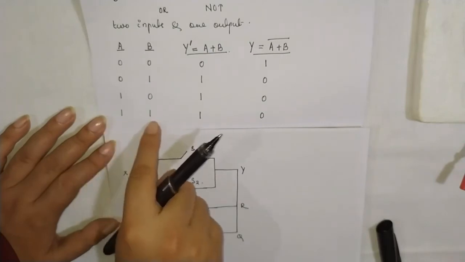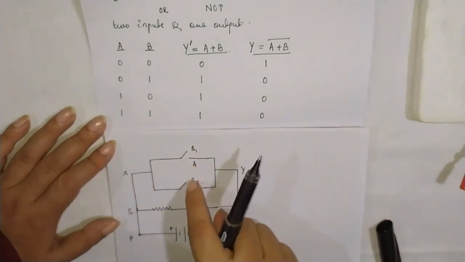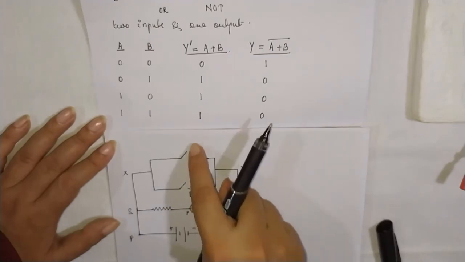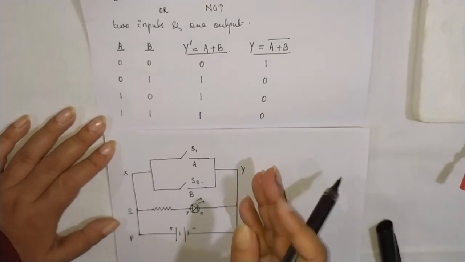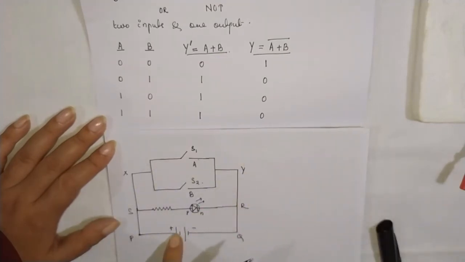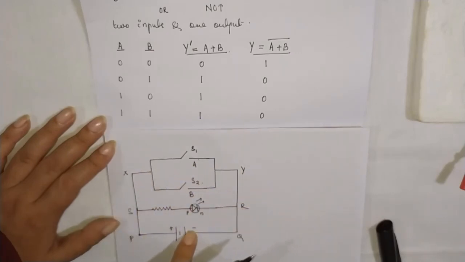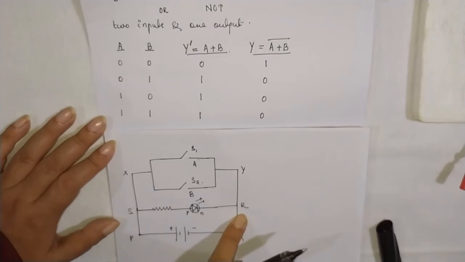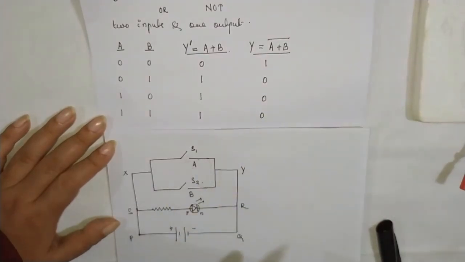Similarly, the fourth condition is 1, 1. That means both the terminals or both the switches are closed. If both the switches are closed, then also the same thing. It is a short circuiting condition. Short circuiting means the current is going to flow across over here. It is not going to pass through this LED. So we are going to get 0 as the output.